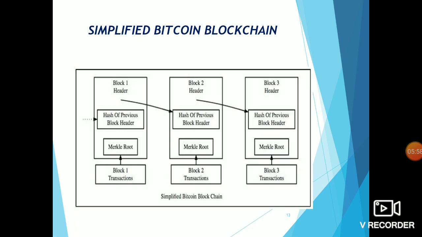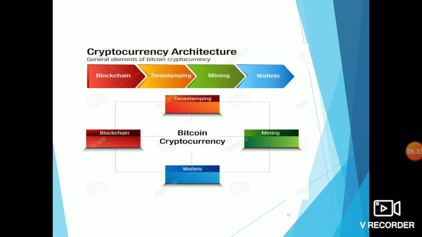Simplified Bitcoin blockchain. Here are three block transactions. Number one, block one transaction. Block one header has the hash of the previous block header and Merkle root, and sends data to block 2 transaction. Block 2 header has the hash of the previous block header and Merkle root, and sends it to block 3 transaction. Block 3 header has the hash of the previous block header and Merkle root. This is the architecture of cryptocurrency.